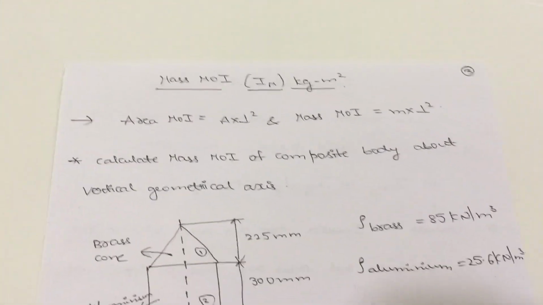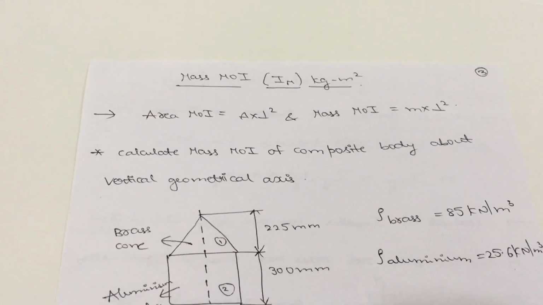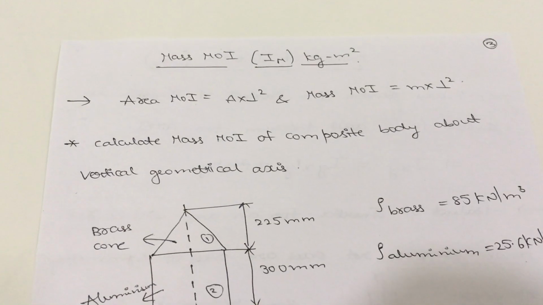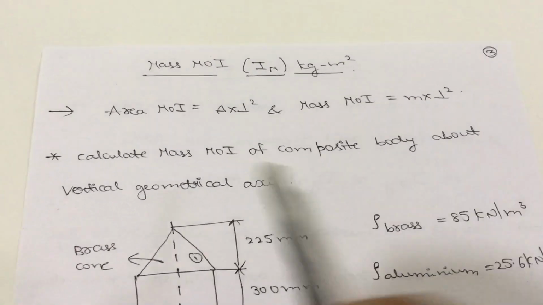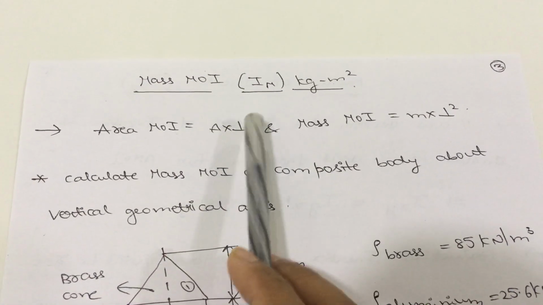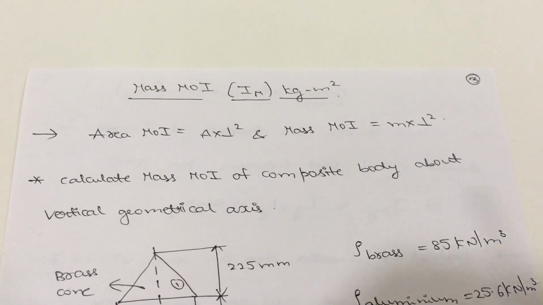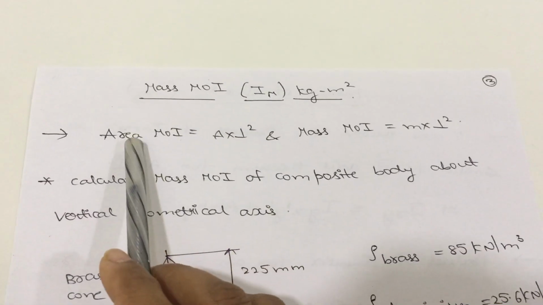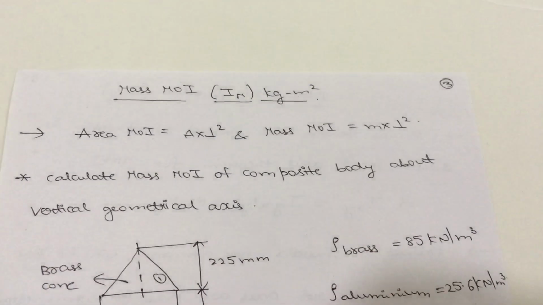Now, moment of inertia is of two types: area moment of inertia and mass moment of inertia. You will get the area moment of inertia for plane figures in terms of area into perpendicular distance square, and for solid bodies you will get the mass moment of inertia. That is, area moment of inertia is replaced by mass moment of inertia for solid bodies.